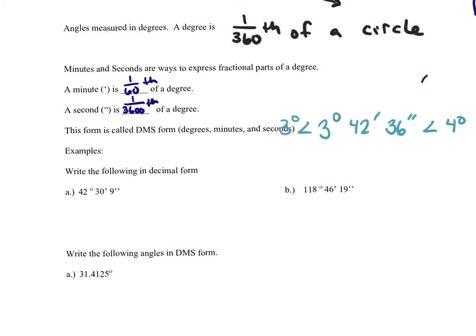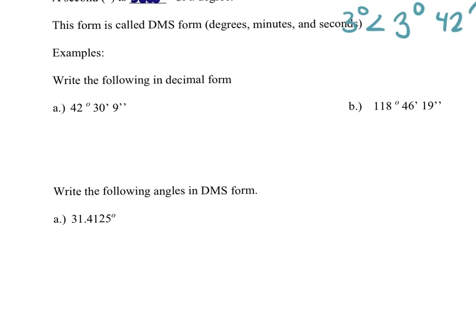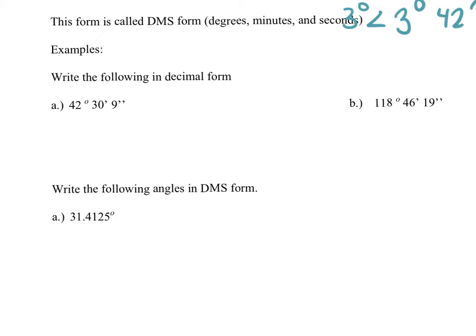So if you look at this, we have a couple where we have DMS form. If we have 42 degrees, 30 minutes, and 9 seconds, what would that be in decimal form? Well, what I know for sure is this would be 42 point something degrees. And the way we do it is we can actually convert the minutes and seconds into degrees. So we have 30 minutes, but every minute is worth 1/60th of a degree. And we have 9 seconds, but each second is 1/3600th of a degree. So we can simply multiply these together.